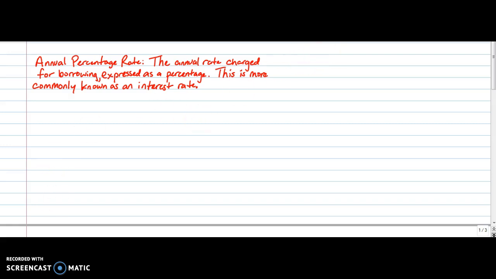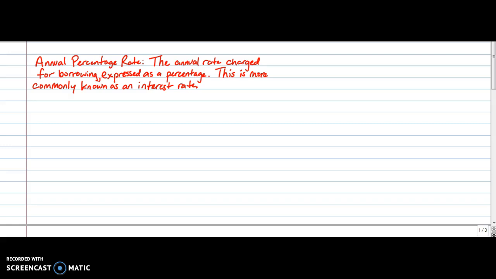The first thing would be just to get a basic definition out of the way. An interest rate is basically the cost of borrowing money from a bank or from someone else, and you probably already know that. We also have this term called the annual percentage rate, which is essentially the same thing. It's the annual rate charged for borrowing, and it's expressed as a percentage. So if you ever see the term annual percentage rate, think interest rate, because that's essentially what it means. It's the interest that is being charged on a loan.